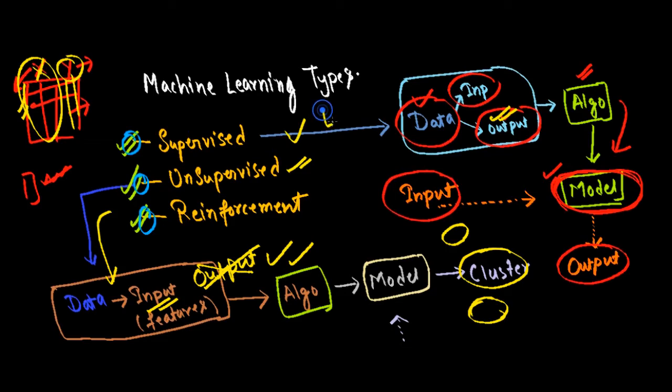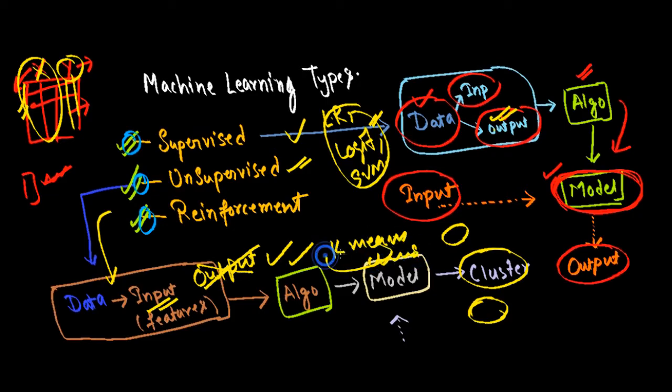Supervised machine learning algorithms include linear regression, logistic regression, and SVM. All these algorithms are supervised machine learning. They require output labels and input data. And unsupervised machine learning algorithms can be k-means clustering, which is basically a clustering algorithm. We'll talk about these algorithms in detail in later videos.